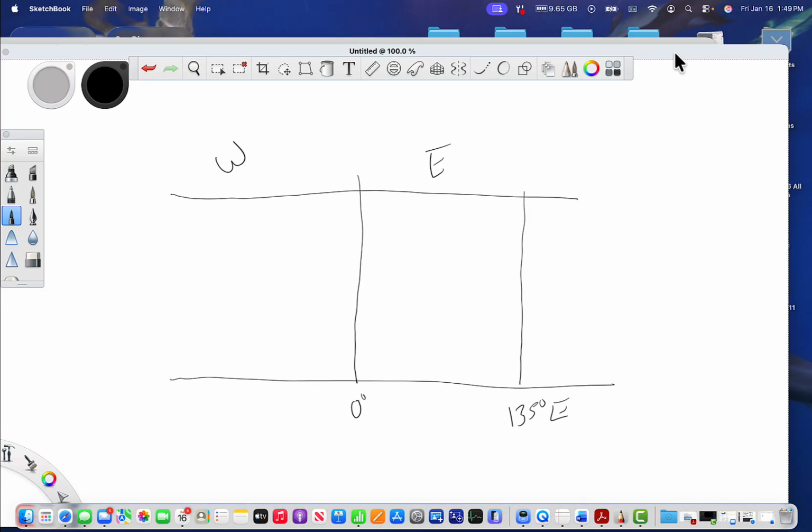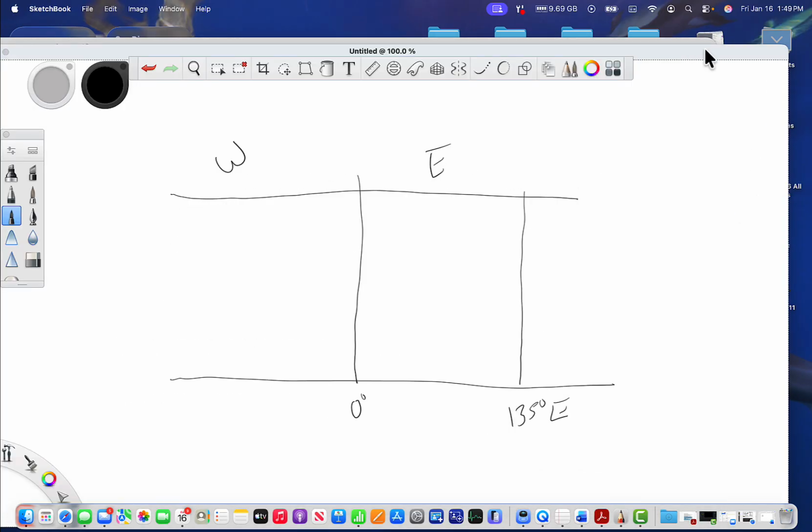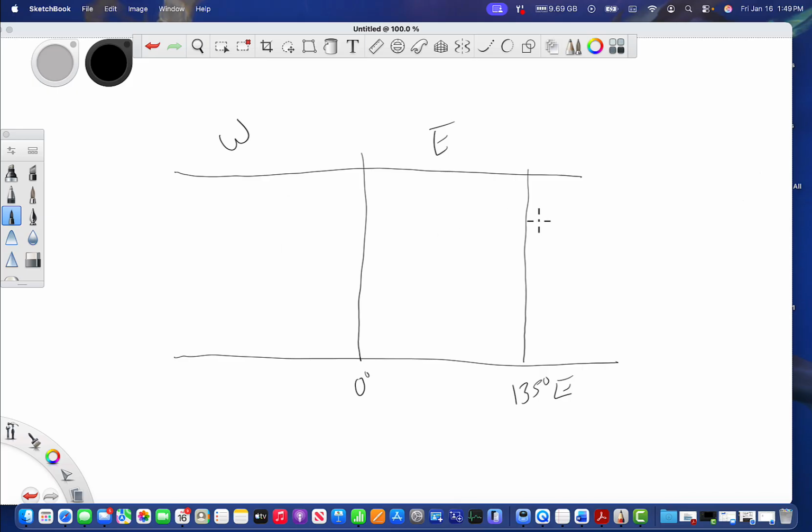And the time is, let's go back, sorry. The time is Saturday, 11 a.m. And so let's put that in here. So this is Saturday at 11 a.m. And we want to know what time and day it is way over here at 165 degrees west longitude. There's 2 ways to answer this question. We'll do the long way and then we'll do the short way.